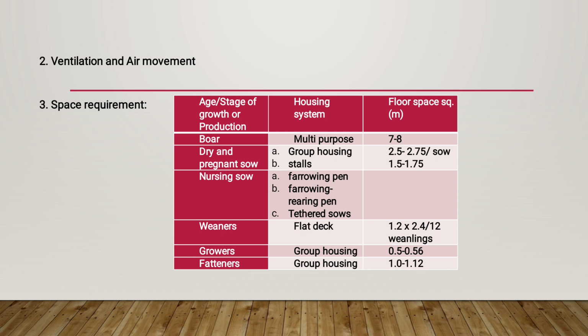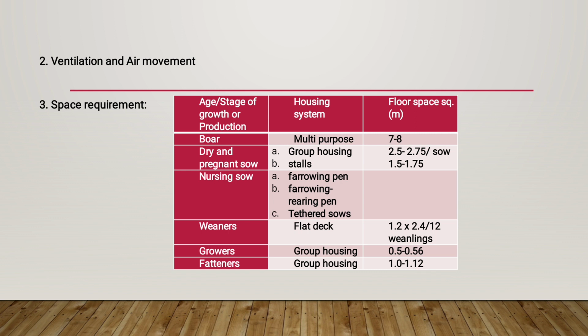So for boar or for male breeder pig, the floor space requirement is 7 to 8 square meters. For dry and pregnant sow, for group housing, 2.5 to 2.75 square meter per sow. And sa sari-sariling stall naman, 1.5 to 1.75 square meter.